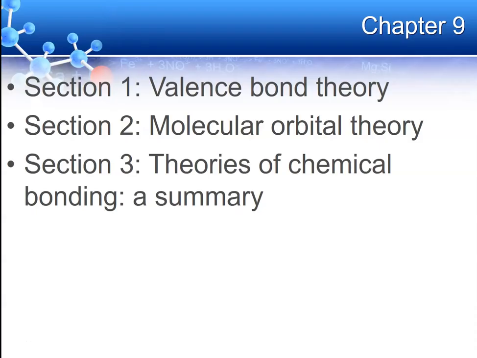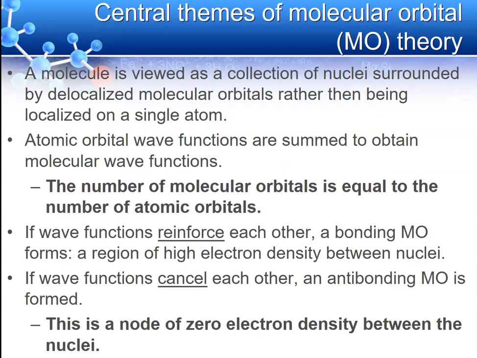So last time we talked about valence bond theory. Today we're going to talk about molecular orbital theory, and at the end I'm going to have a summary of both of these types of bonding theories. So molecular orbital theory, what is that?